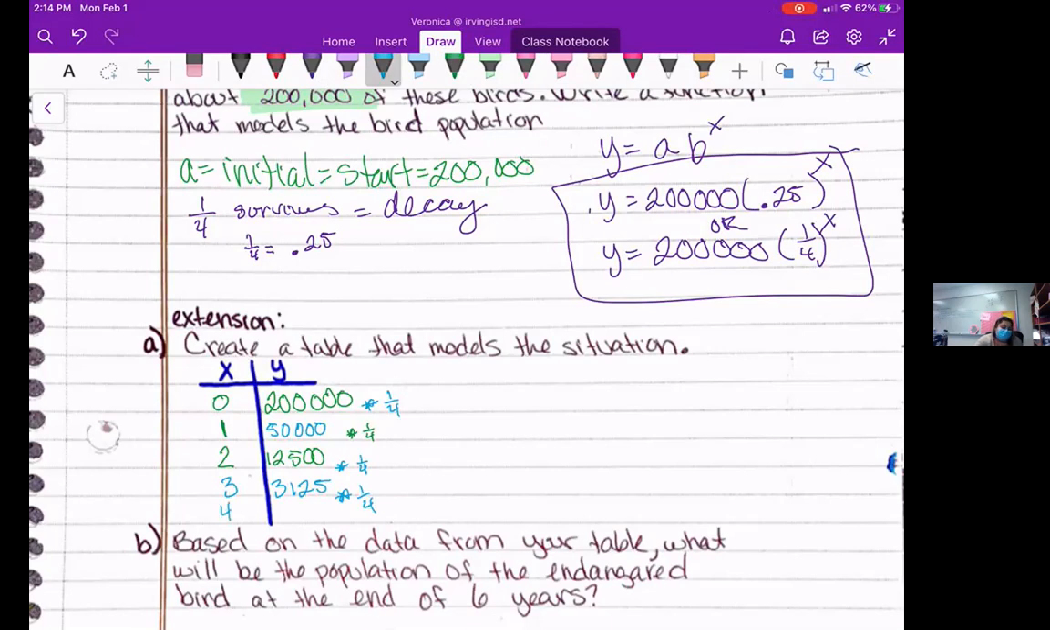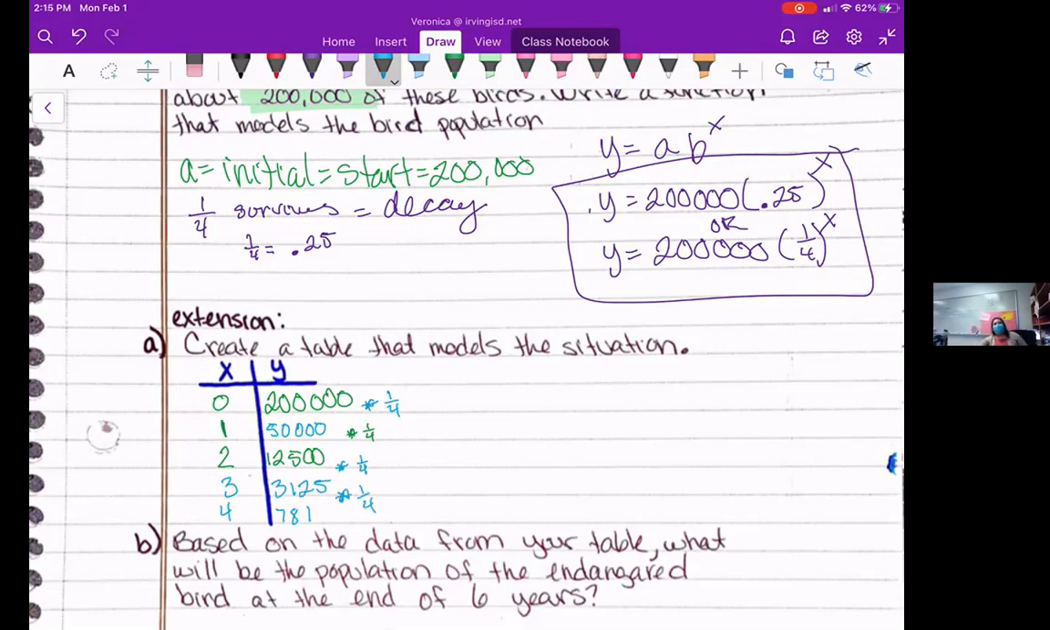But we're talking about birds here, right? So we can't have 0.25 birds. So we're gonna put 781 or 82. Either way, we're talking about birds. I guess I would put 82, whatever, same thing. Okay, so there's a table that models the situation.